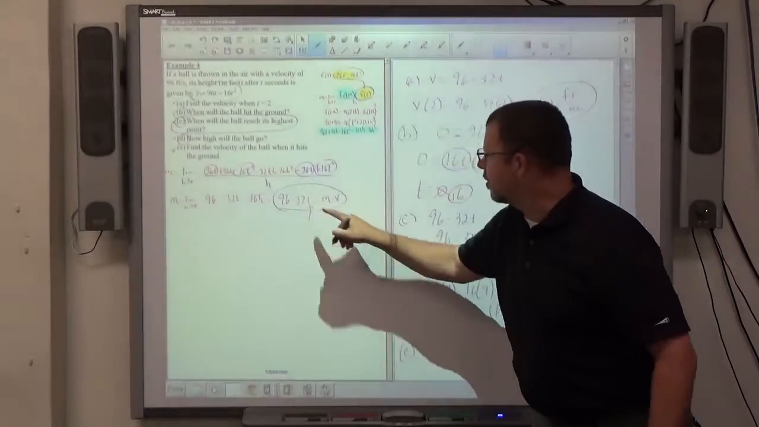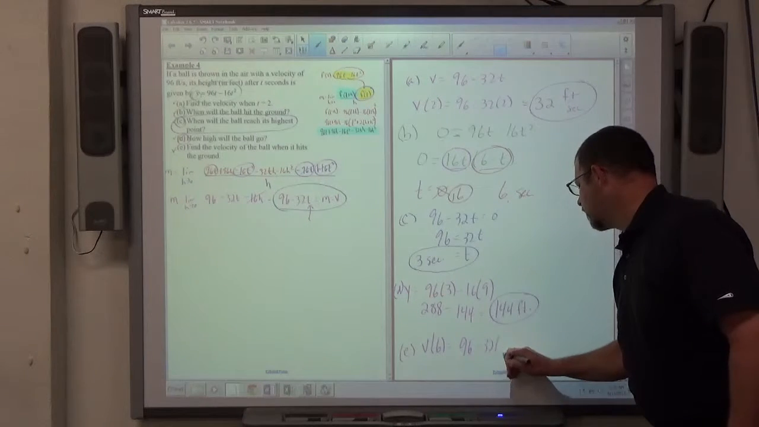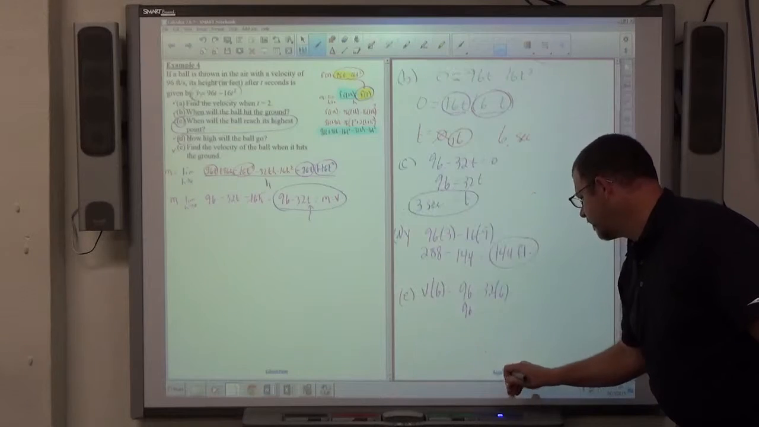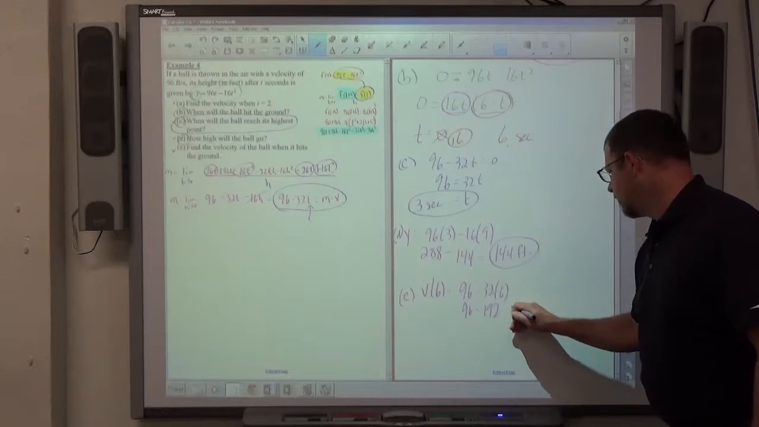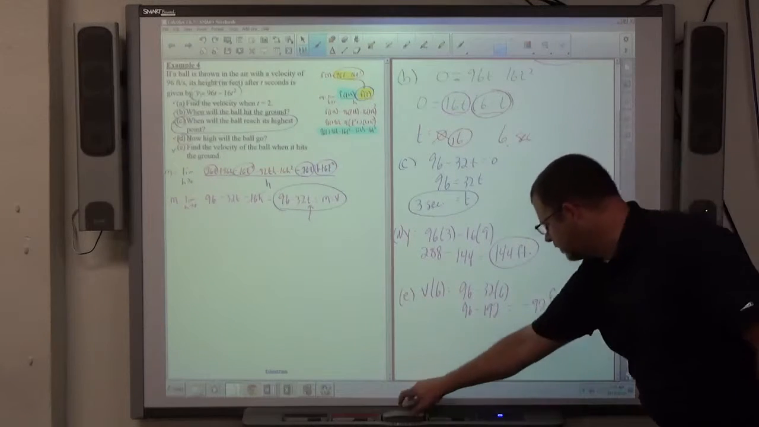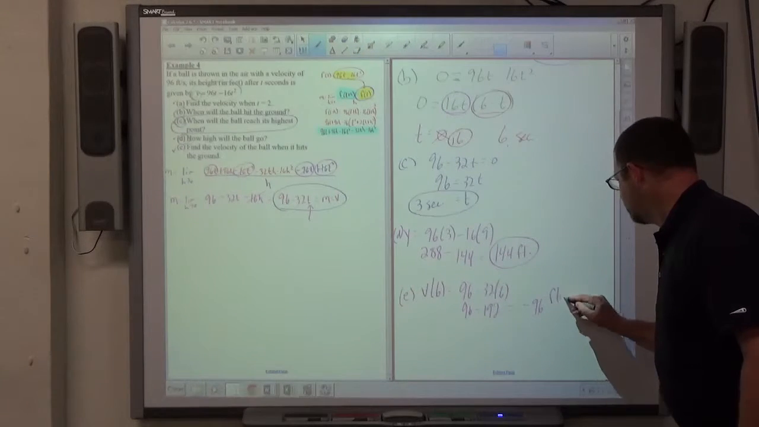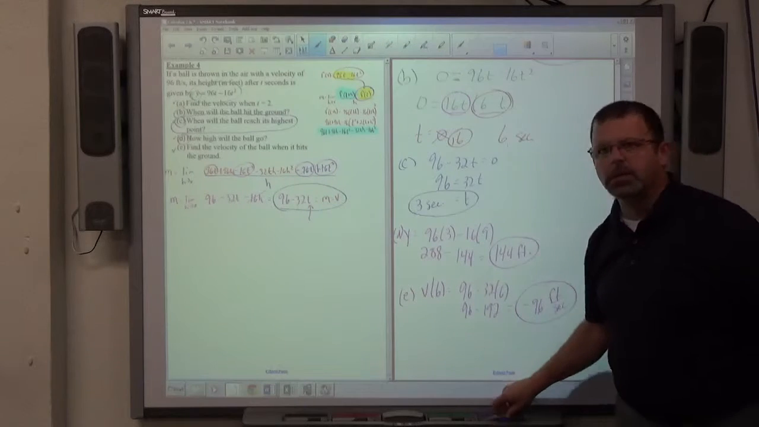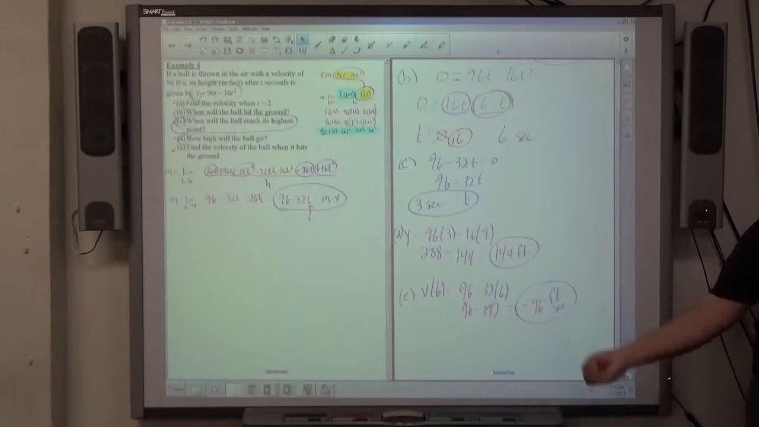So if I let t equal 6, velocity at 6 seconds is 96 minus 32 times 6. That's 96 minus 192, so negative 96 feet per second. Does that look familiar? How fast did the ball start? It started at 96. We threw it up at 96 feet per second. It hit the ground at 96 feet per second the other way, negative, going downwards.